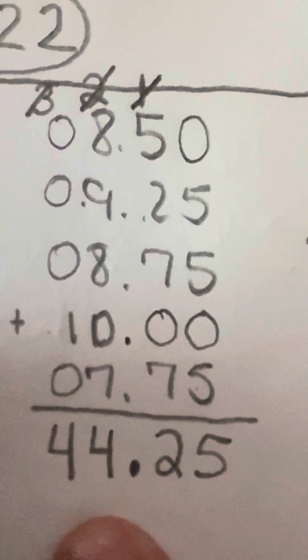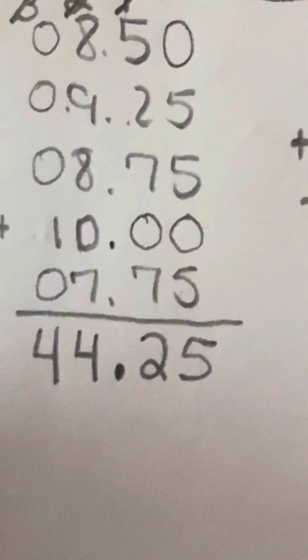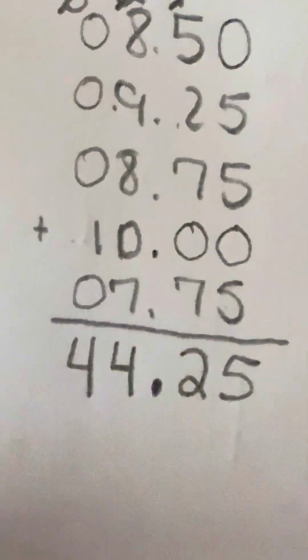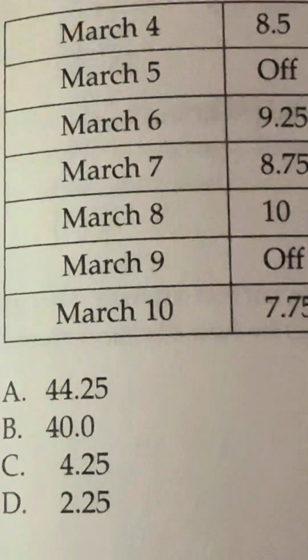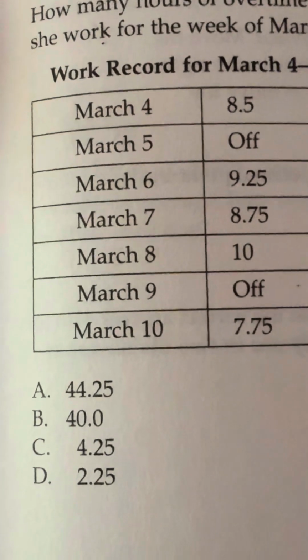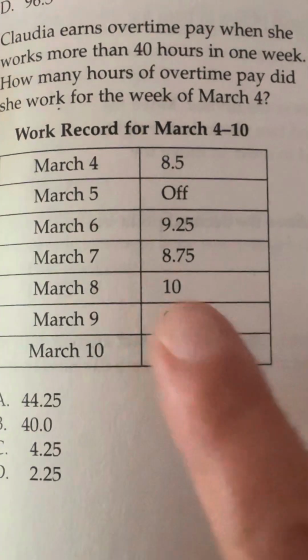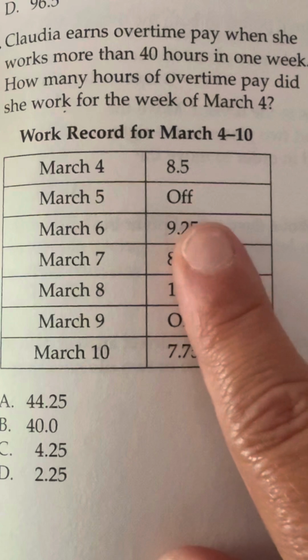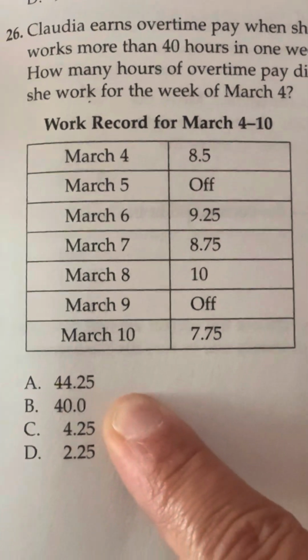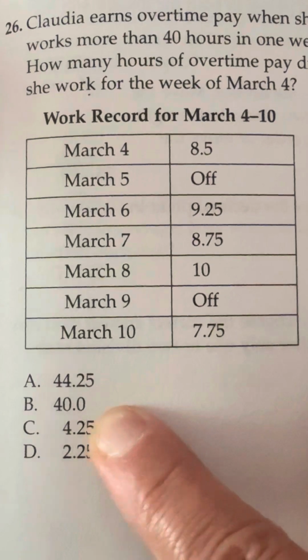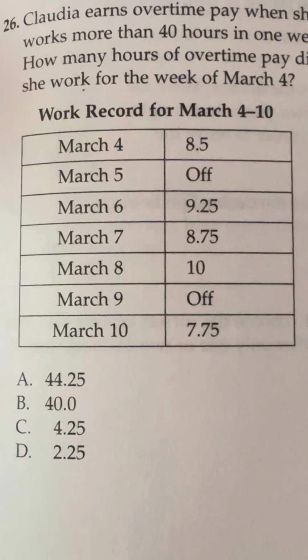So that means that we worked 44.25 hours. Now the question here is not asking me what the total amount is. If you're looking at these options, you see 44.25, but it's not asking that in the question. It's asking me how many hours of overtime did she make. So therefore A is out because that's not right. And it's not 40 hours overtime because she just barely worked over 40 hours.